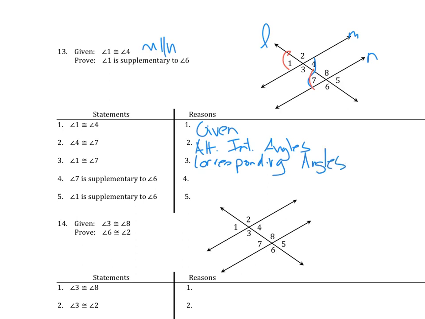Now why are 7 and 6 supplementary? They form a linear pair. And then, how do we get from step 4 to step 5? When we replace angle 7 with angle 1, mathematically, that is sub. Substitution property of equality.